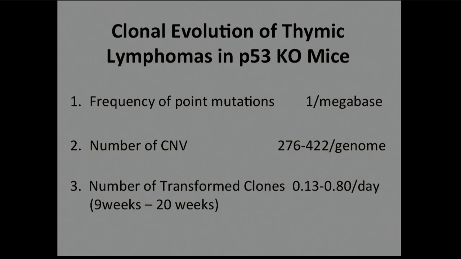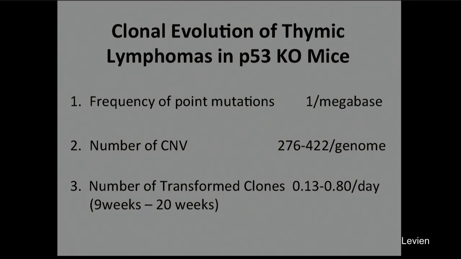It's high, obviously, by every standard. It's 1,000-fold higher than the germline mutation rate, but it is not a remarkably high mutation frequency. This is a frequency, not a rate. And it is not a remarkably higher frequency than what one sees in human tumors, so that's not a surprise. However, the number of copy number variations is very large. In the tumors we've sequenced, it's between 276 and 422 per genome. And this shows a lot of genomic instability in the tumor.